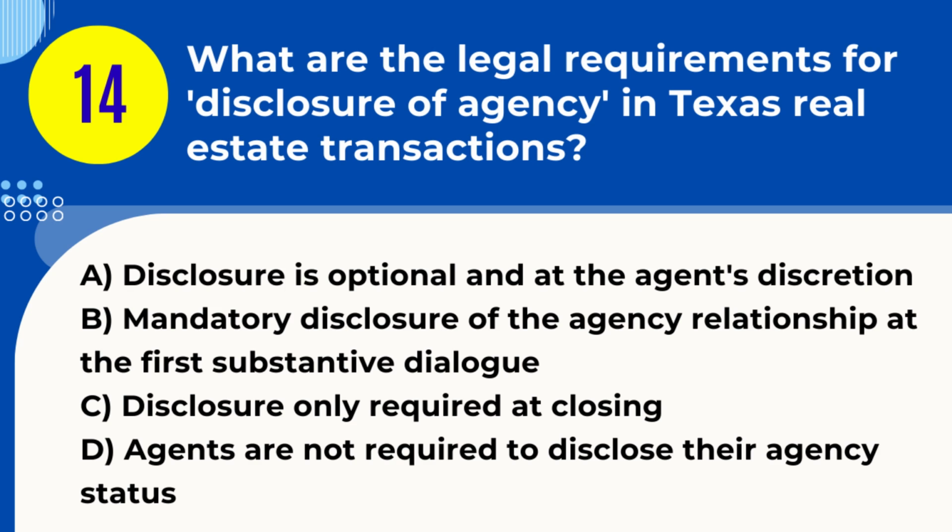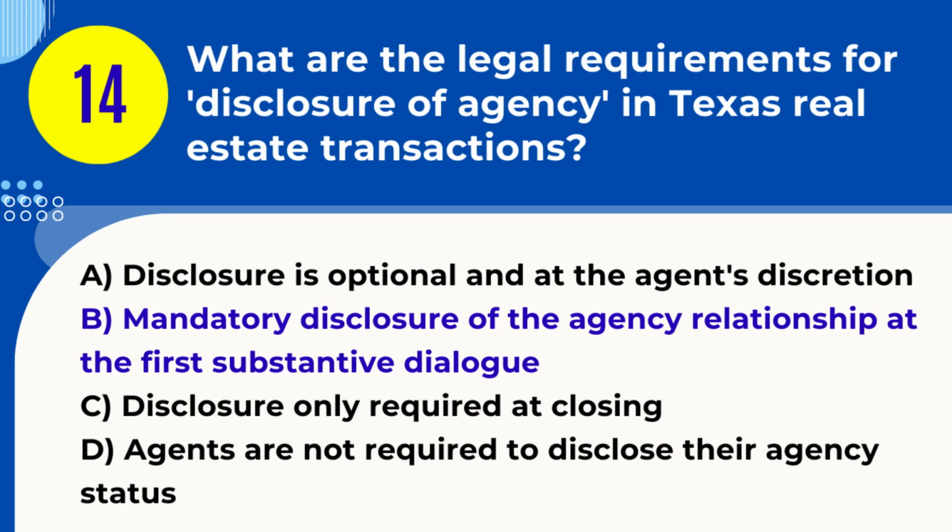Question 14. What are the legal requirements for disclosure of agency in Texas real estate transactions? A. Disclosure is optional and at the agent's discretion. B. Mandatory disclosure of the agency relationship at the first substantive dialogue. C. Disclosure only required at closing. D. Agents are not required to disclose their agency status.